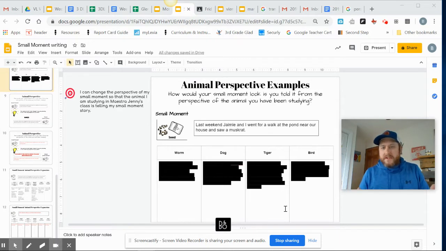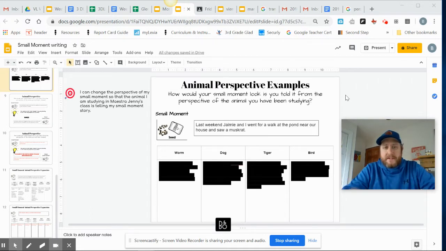So I thought of four different animals that I could do that with today. I'm going to show you what that might look like for a worm, a dog, a tiger, and a bird. Okay. This is just me showing you my thoughts going through this process. You are not going to do a slide that looks like this. You're going to do one just for your animal. I'll show you how to do that in the next video. This is just to give you some examples to help your brain think of how to switch this from something that happened to you, a human, to the perspective of an animal. So we're going to talk about this like we are that animal.